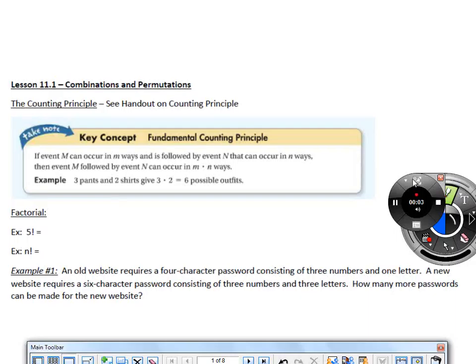This is example one. An old website requires a 4-character password consisting of 3 numbers and 1 letter. A new website requires a 6-character password consisting of 3 numbers and 3 letters. How many more passwords can be made for the new website? So that's kind of the idea of where we want to get.